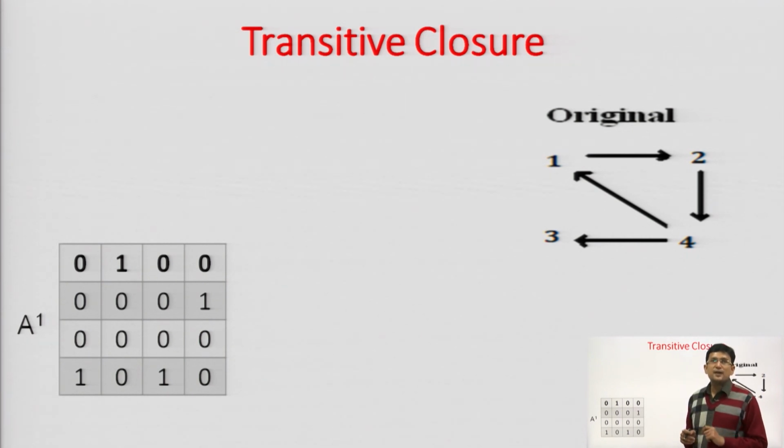What will be the entries of the adjacency matrix? Adjacency matrix will be of size V cross V. In case we have 4 vertices in the graph, the size of this adjacency matrix would be 4 cross 4.